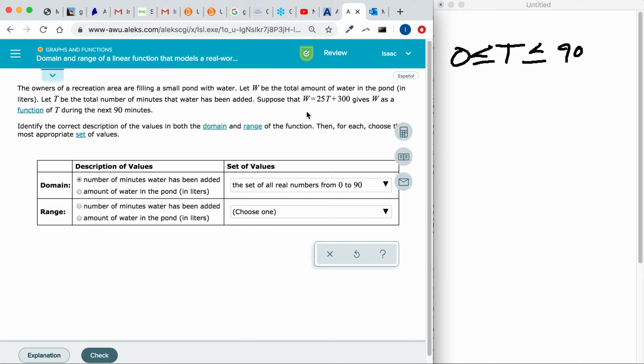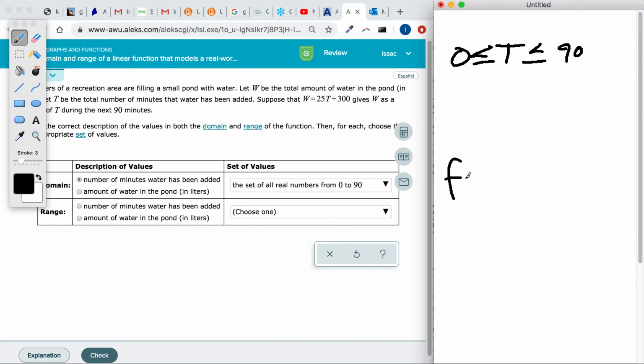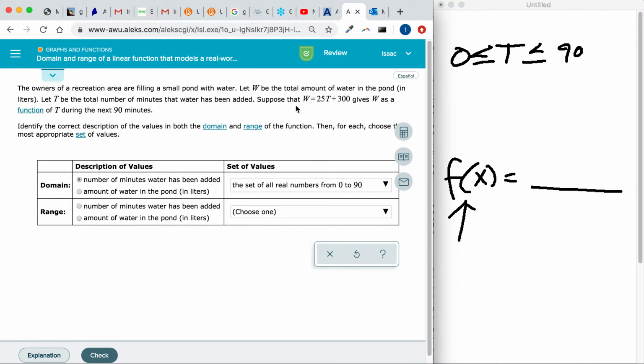The range variable is the one, like when we usually write function notation, you say f of x equals blah blah blah. This is the range variable. If you look at this equation, it kind of looks like f of x, except it's just W. So the variable that the equation's solved for is your range variable. W is the amount of water in the pond, and the range is the set of values that W could be. It's a linear function.